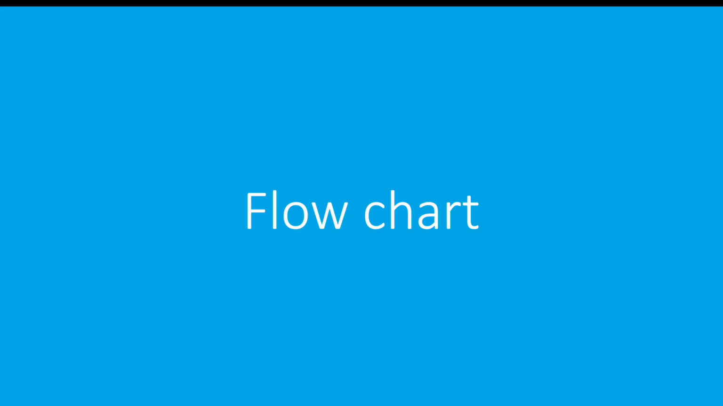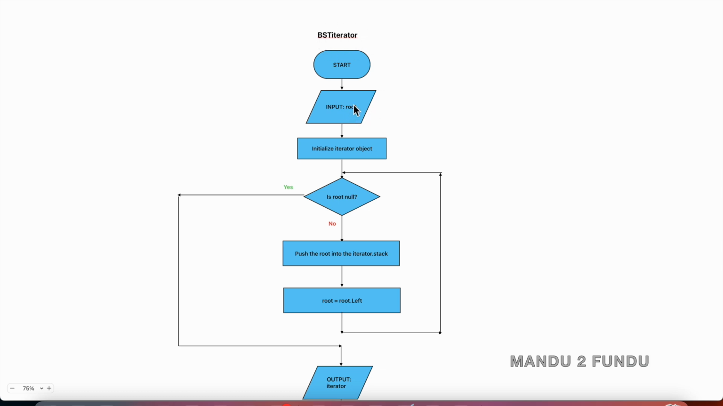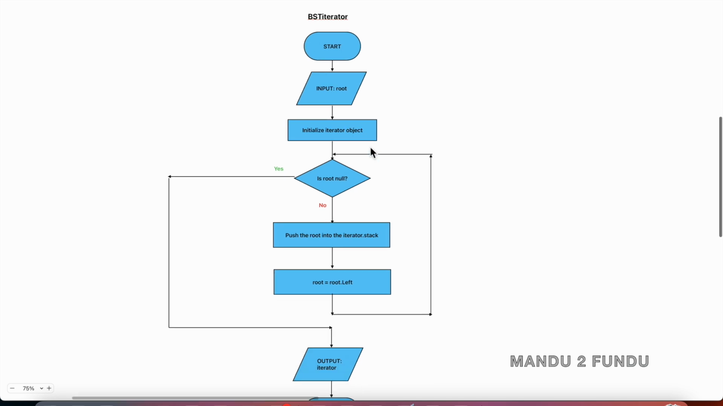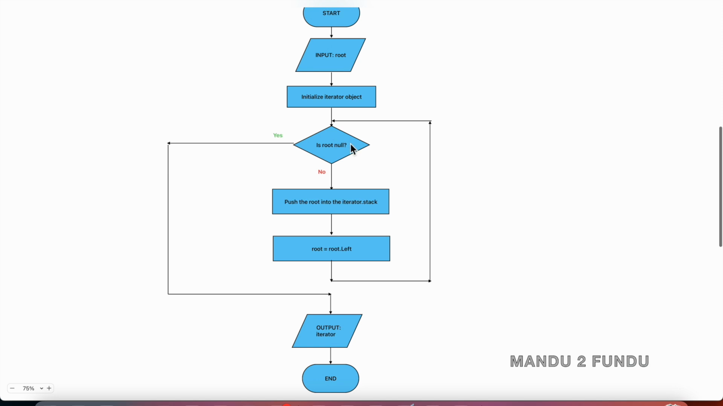Let's look at the flowchart. Input for the BST iterator constructor is the root of the binary search tree. First we initialize the iterator object. Then we check whether the root node is null. If so, we simply return the iterator object with the empty stack. Otherwise, we push that root node into the stack and then just follow the left link, and repeat that process and push all the nodes traversed along that path from the root all the way to the leftmost leaf node.